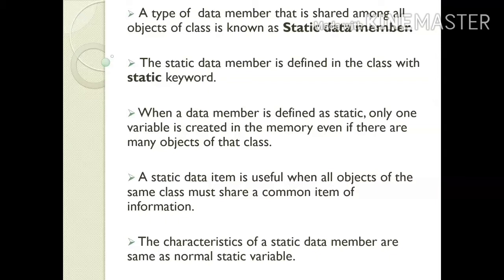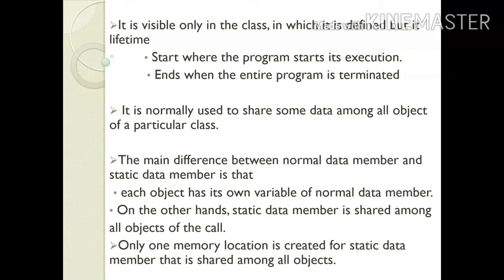The characteristics of a static data member are the same as a normal static variable. Static data members are visible only in the class in which they are defined, but their lifetime starts when the program starts its execution and ends when the entire program is terminated. It is normally used to share some data among all objects of a particular class.